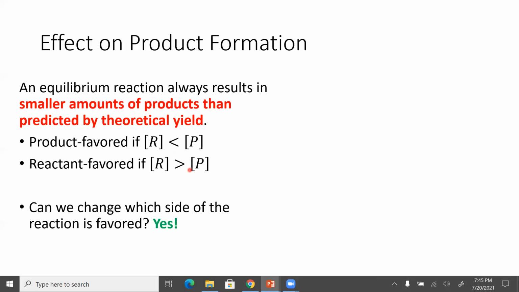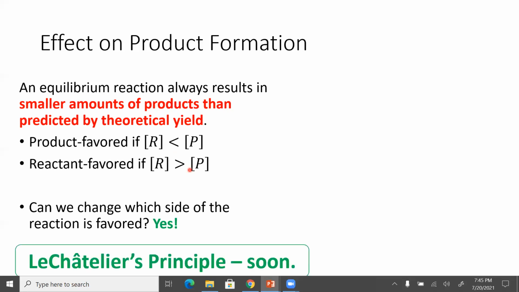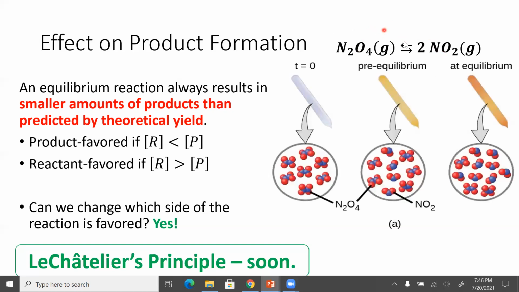Can we change whether the reactants or the products are favored? We can. It's actually called Le Chatelier's principle, and that's something we're going to talk about. So let's look at an example. Let's say that we have N2O4 in a container. It will spontaneously start to produce NO2. But as NO2 is produced, it will start to reproduce N2O4, and eventually we'll get to equilibrium. Kind of a cool thing about this particular reaction is that N2O4 is a clear, colorless gas.